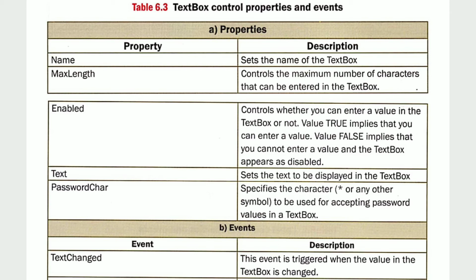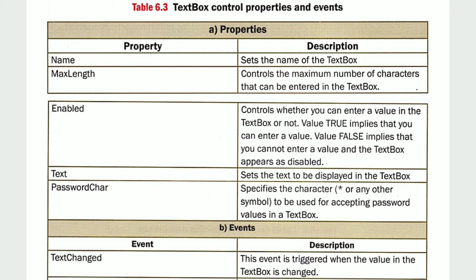The next property is the text property. The text property is used to set the text to be displayed inside the text box at the time of execution, before putting the value. If we want there to be any text present inside the text box for any particular information, then we can use the text property in the text box.